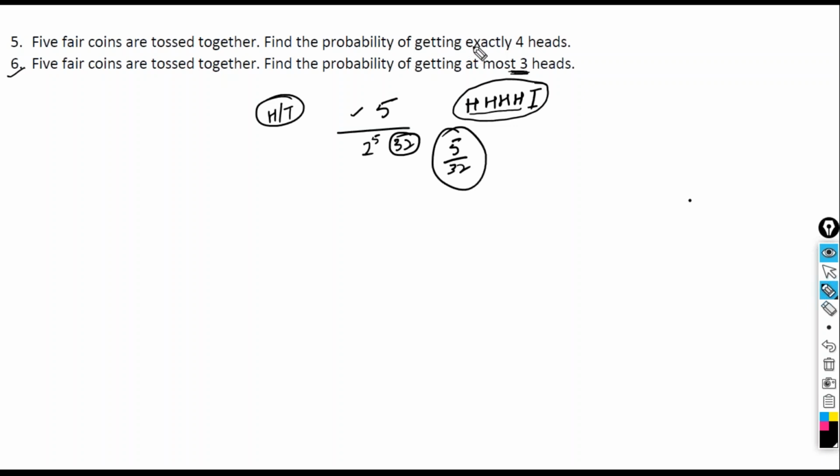Yes, because here he has mentioned exactly 4 heads are required. So that's why we have chosen exactly 4 heads along with the tail. No, Harshita, it's wrong. Right, Shubhadeep, you are correct. Rahul is correct. Harshita, it is wrong. Rishabh is correct. Aditya, it is wrong.